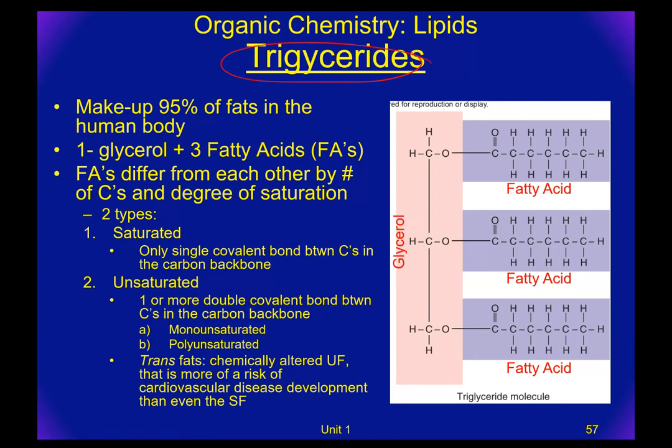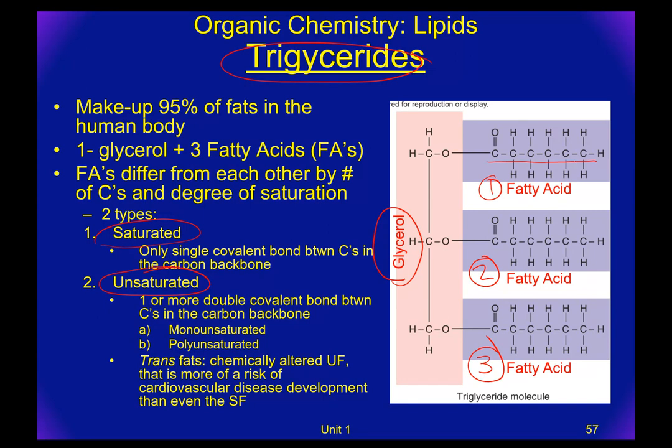So, triglycerides. What does tri mean? Tri means 3, right? 1, 2, 3. Glyceride. Here's a glycerol. You've got a glycerol with 3 fatty acid tails, okay? It makes up about 95% of fats in the human body. You've got the 1 glycerol, the 3 fatty acids. Now, the fatty acids themselves differ in whether they are saturated or unsaturated.